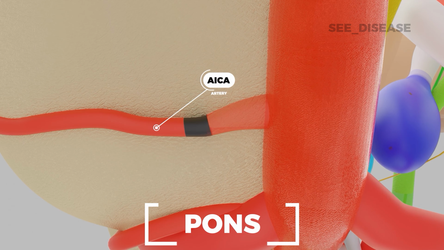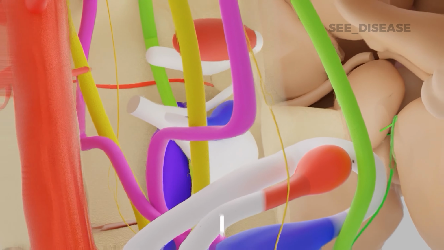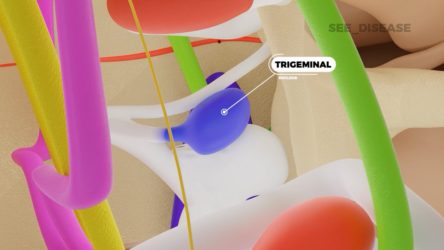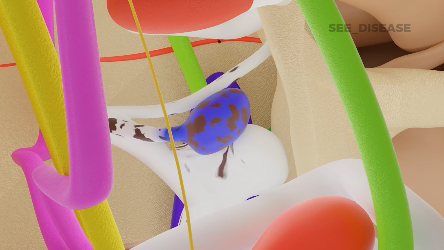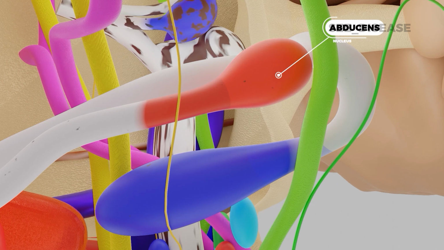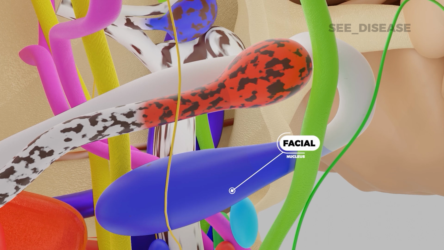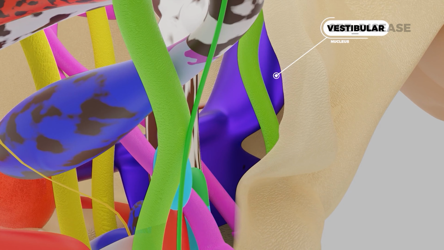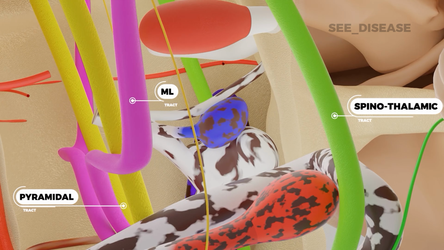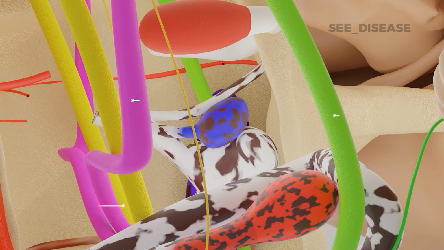The pons is affected depending on the artery concerned. If the artery is blocked, the trigeminal is affected, so also the abducens, the facial, the vestibular nucleus, and the spinothalamic tract, ML, and pyramidal tract are also affected.